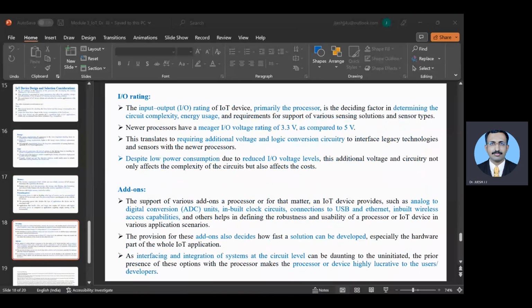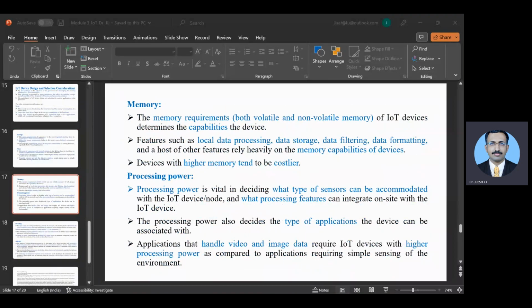What is IO rating? So IO rating we will do in the next class.